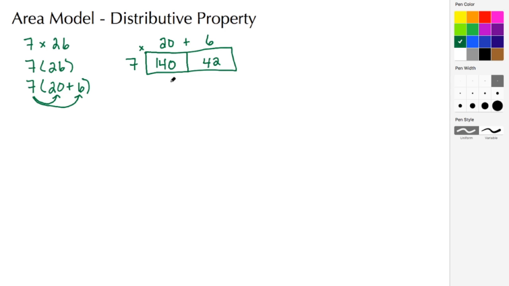We have to add those two numbers together. So let's do that down here. 140 plus 42. 0 plus 2 to give me 2. 4 plus 4 to give me 8. And 1 plus nothing to give me 1. So here we're seeing that the multiplication of 7 times 26 is 182.